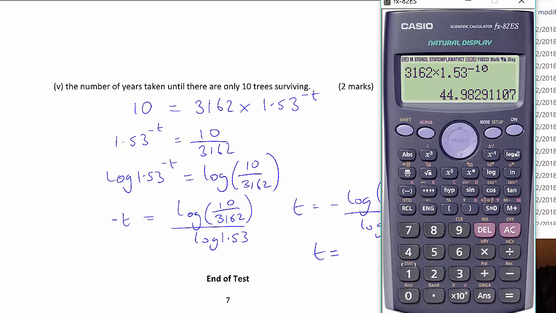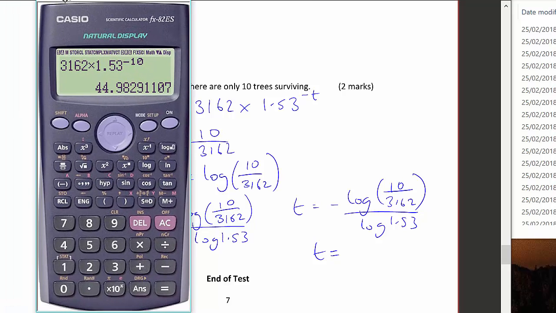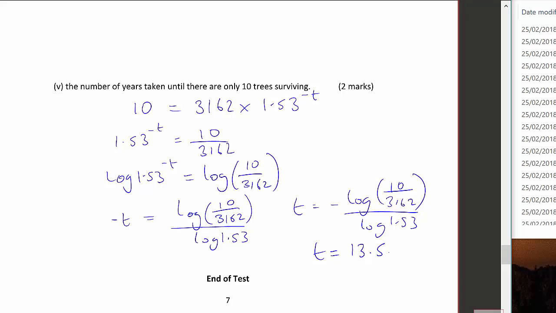And so what have we got? We have got log of 10 over 3162 divided by log 1.53, and I forgot the negative, so it'll be 13.53, so let's say 13.5 years.